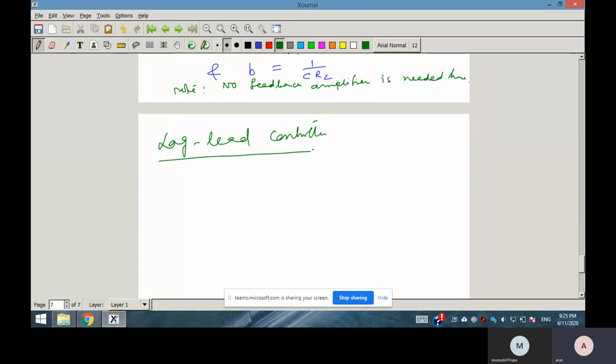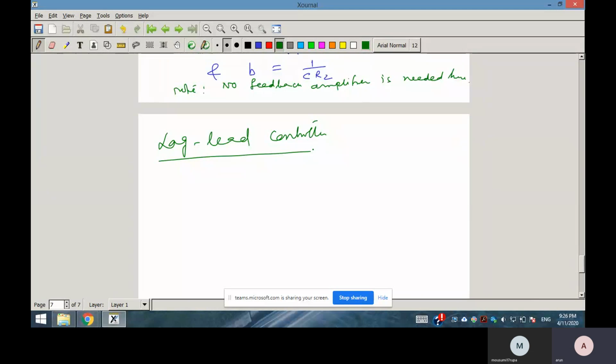So now the question is whether in between we can obtain or not. So in between means what is the requirement? The lead controller, the main job is to provide phase lead, that means positive phase. And lag controller, the main job is to provide attenuation. So we should have a controller.